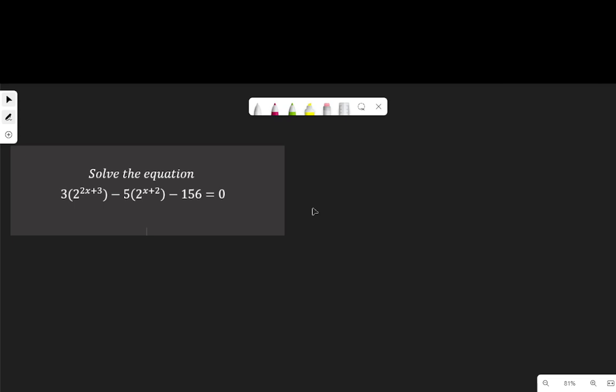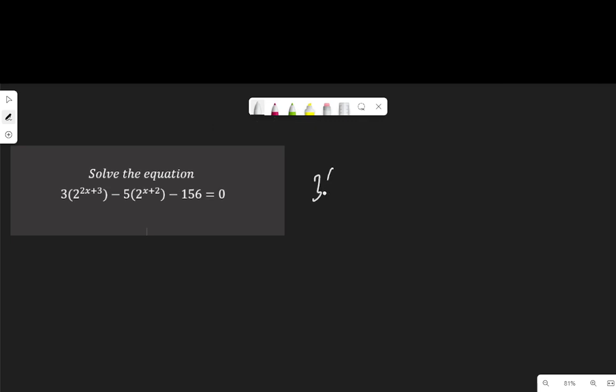In this video, we're going to solve this exponential equation, which says: solve the equation 3(2^(2x+3)) - 5(2^(x+2)) - 156 = 0. To solve an exponential equation like this, we need to reduce it to a quadratic equation before we can do anything. So let's get into it right away.